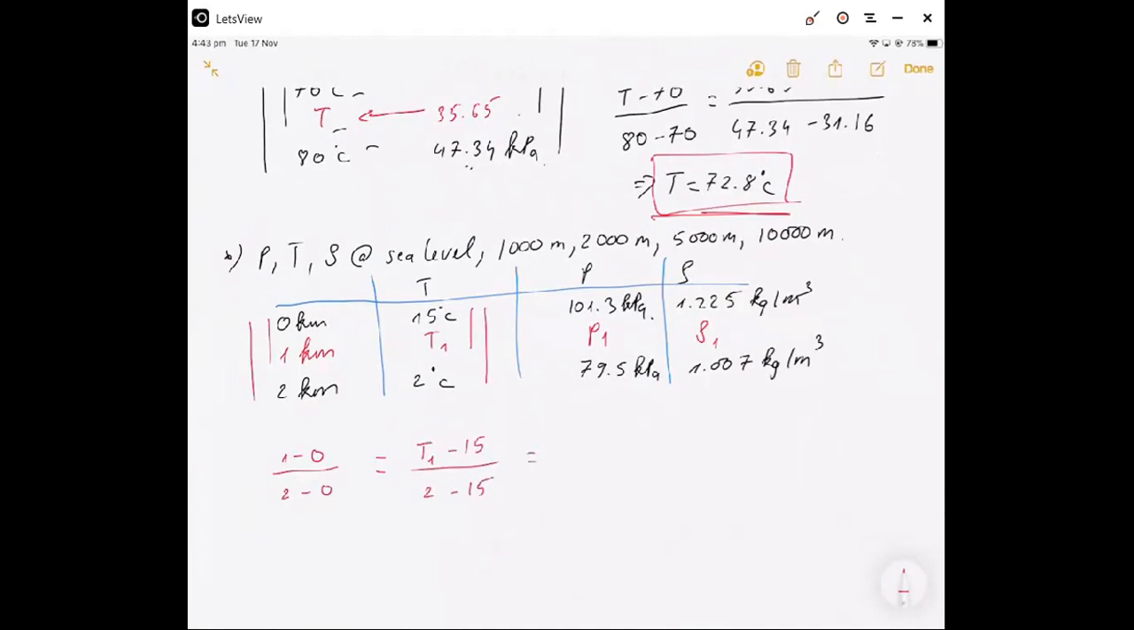Equal to pressure, P1 minus 101.3 divided by 79.5 minus 101.3. Equal to density, rho 1 minus 1.225 divided by 1.007 minus 1.225. So you can find temperature, pressure, and density at 1 kilometer. Interpolation. So that's why I said you have to use the interpolation equation so many times in fluid mechanics.